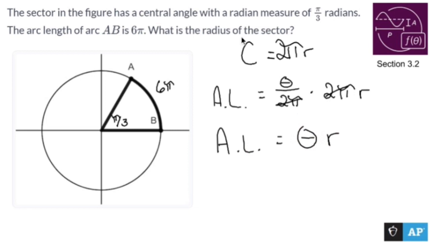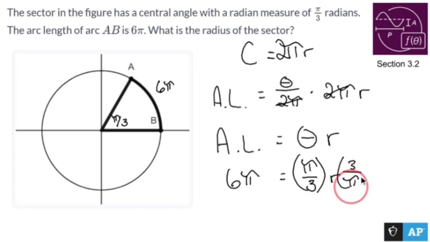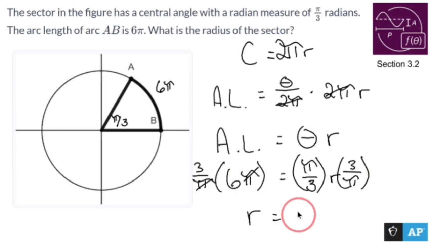Okay, I don't know what my r is. That's what I'm trying to find. But I do know that my arc length is 6 pi, I know that my theta is pi over 3, and my job is to find r. Multiply both sides by 3 over pi, like so. The pi's cancel out, and 3 times 6 is going to be 18, so my radius is going to be 18 units long. Strange problem. I've seen worse, though.